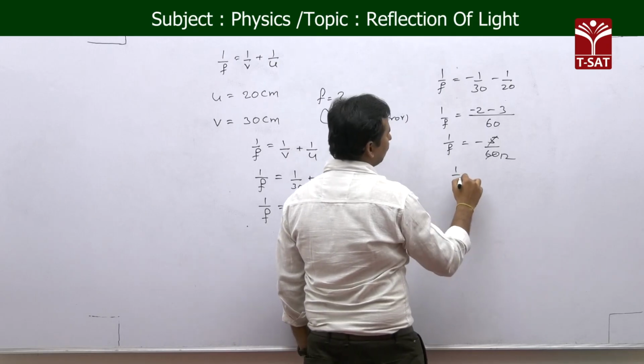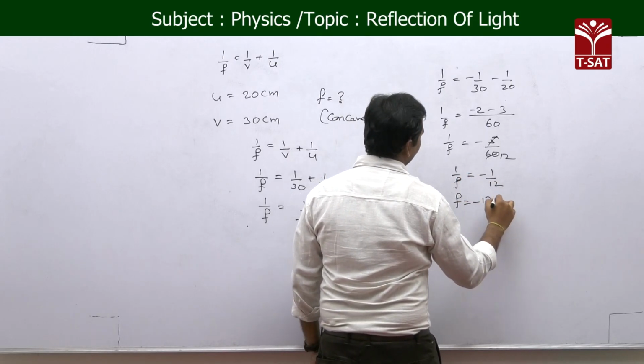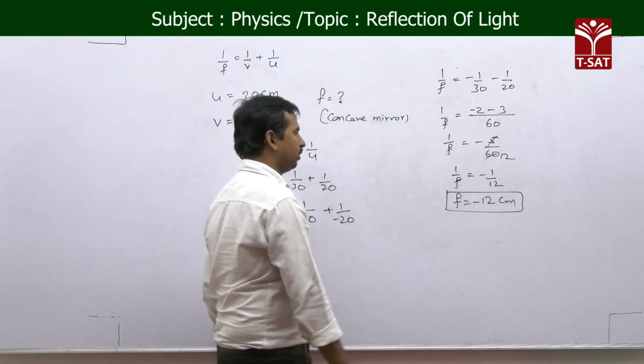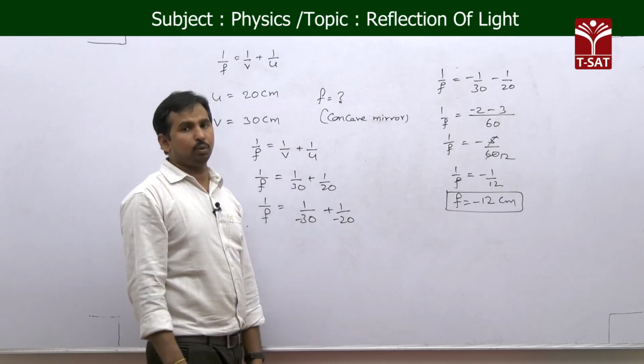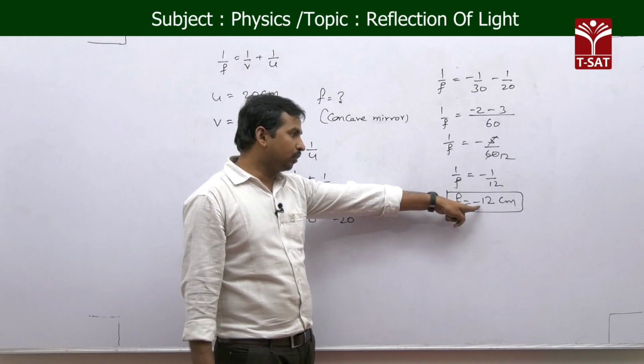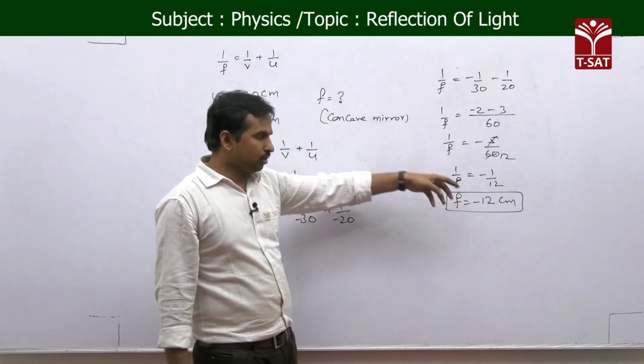Then we got 1/f = -1/12, and f = -12 centimeters. This is the focal length we got. Okay, f is equal to minus 12 centimeters. As it is a concave mirror, that's why we are getting the focal length as minus 12 centimeters. Okay, now see that again.